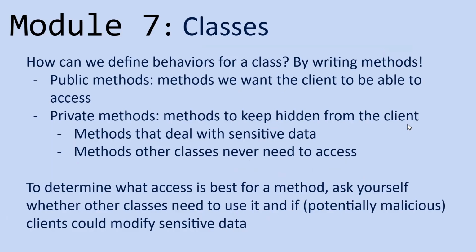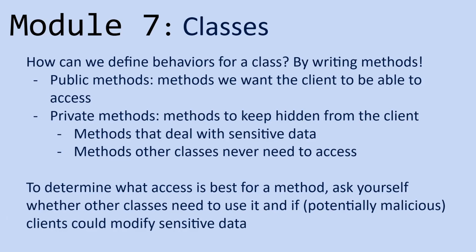All right, and then getting into defining behaviors for a class, well, that's by writing methods. Specifically, non-static methods are going to be behaviors that all objects of that class can do. And of course, static methods are going to correspond to the overall class. Very important to know the difference. And so public methods are methods we want the client, which is just what computer scientists call the person calling these methods. So maybe in some other code we're using this class. Well, public methods are going to be the methods that other classes can call.